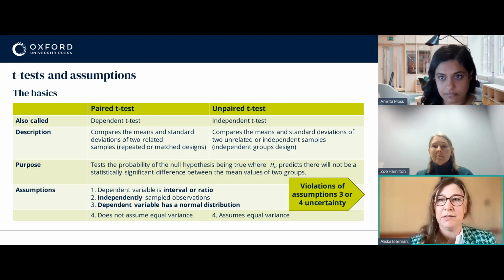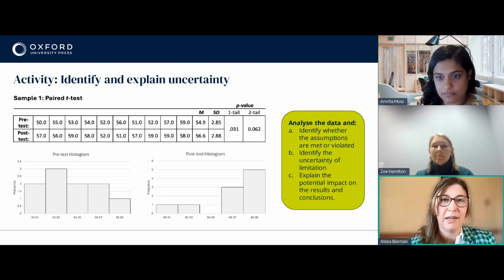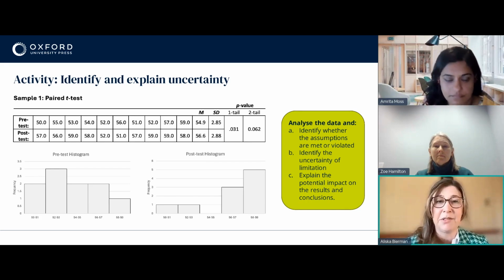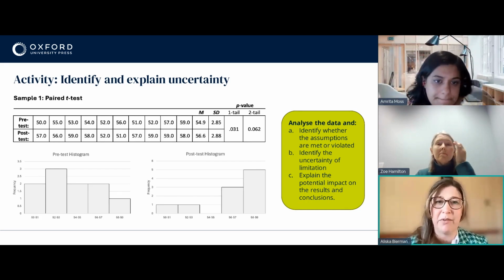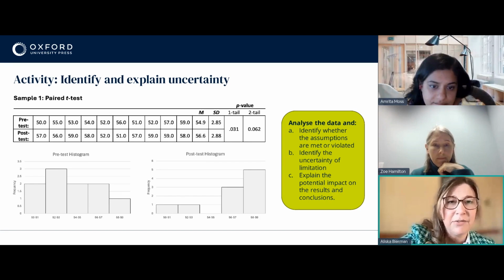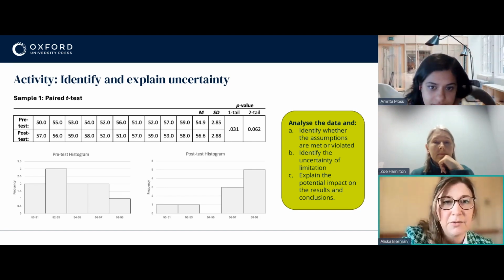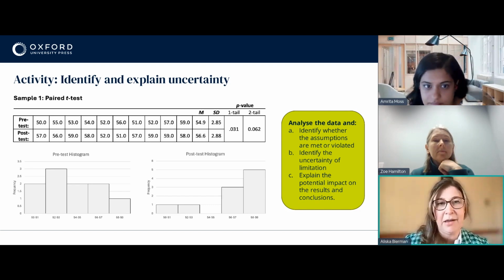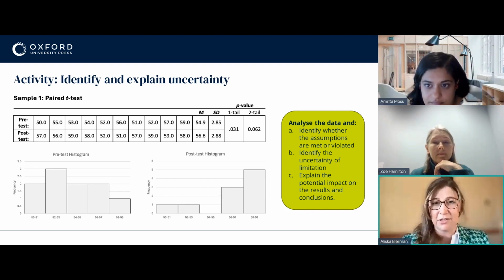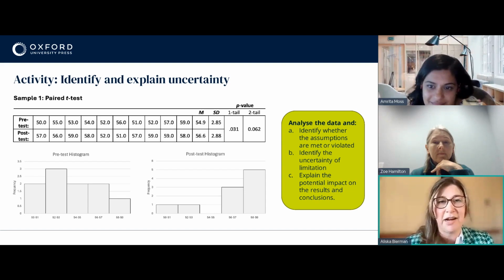And so our activity then. Keeping in mind those assumptions, in our first sample, we have a paired t-test. Okay, so we have 10 data points of some absolutely fictional test. This is purely for our exercise of a pre and post test. We've worked out the mean and standard deviation. And just in case, I've included both a 1 and a 2-tailed t-test results, p-value.